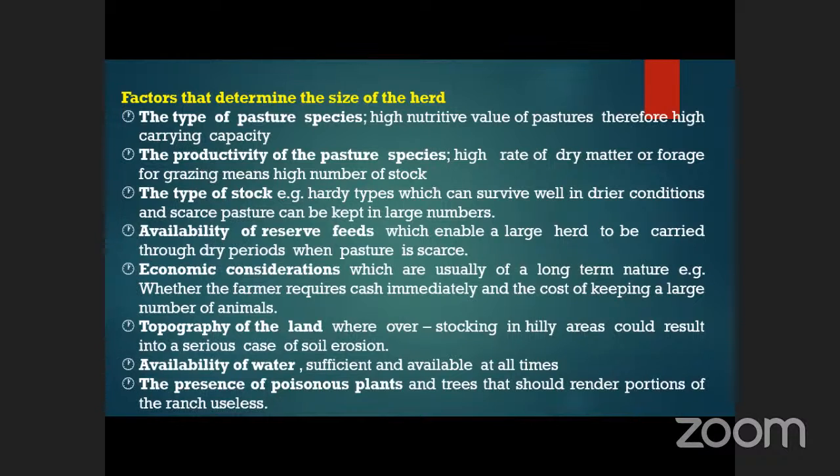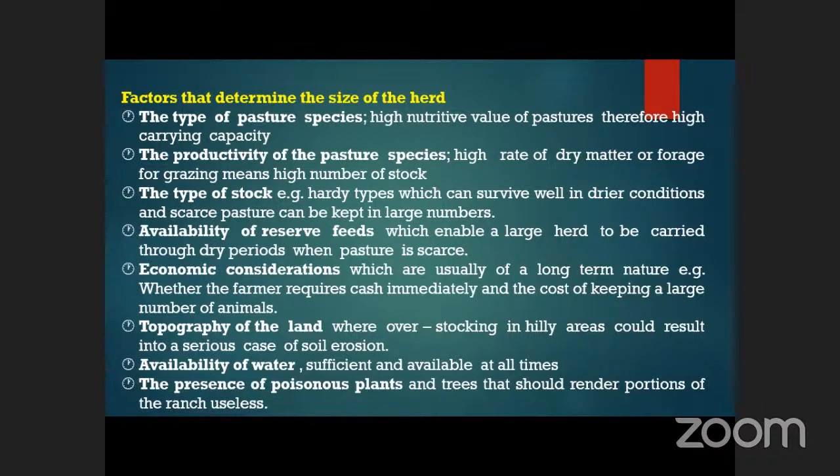But if you have the other stock, the opposite, the ones which cannot withstand harsh weather conditions, by the time it skips meals, the next time you find it dead. When temperatures rise, you find it roasted because the temperatures are too high. It cannot survive. So when you are going to stock your animals, you have to know which type of animal you want. The other is availability of reserve feeds, which enable a large herd to be carried through dry periods when pasture is scarce.